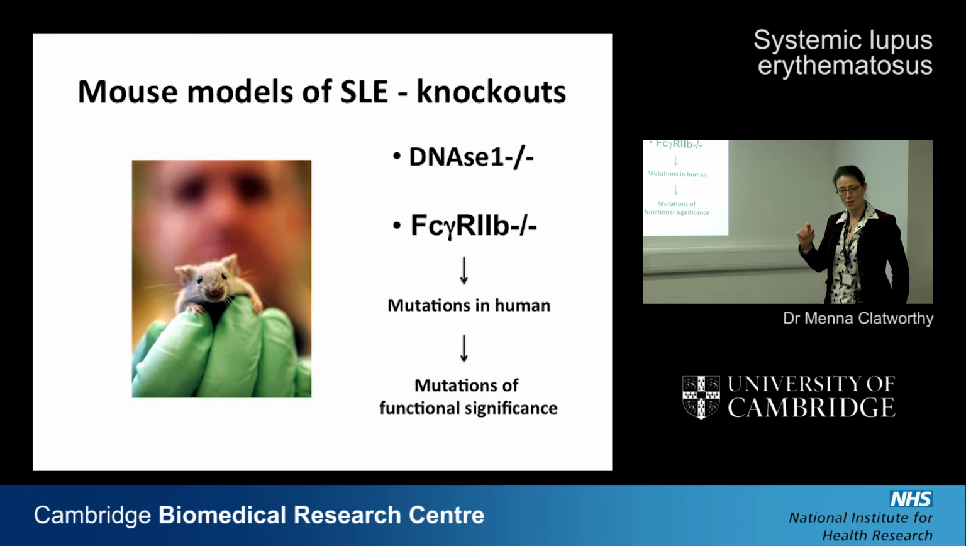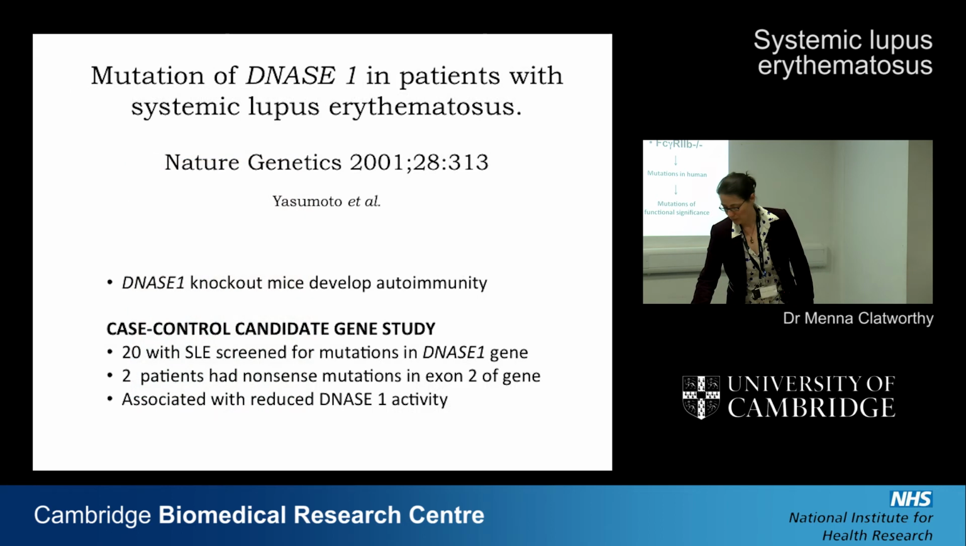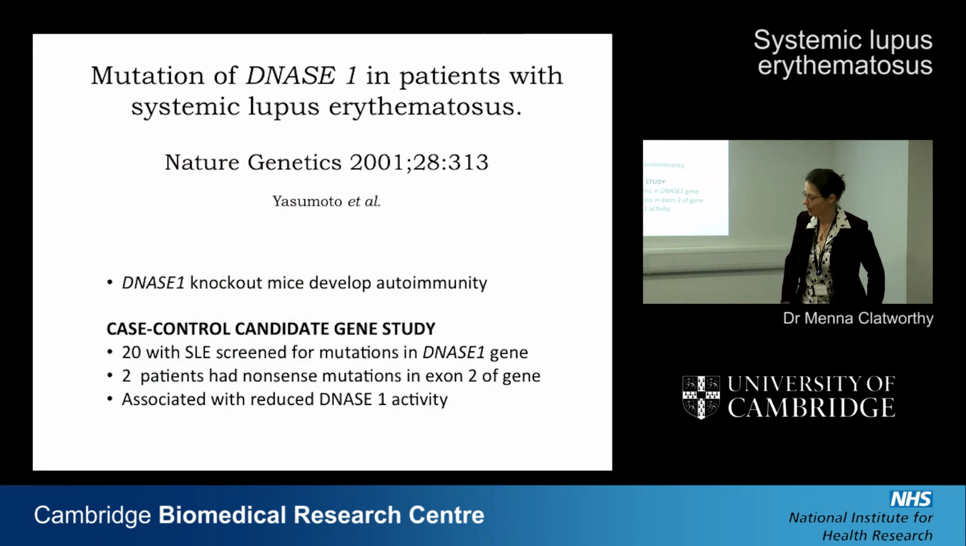And you need to go further than that, because we all have mutations or variations everywhere. You need to show that that mutation is of functional significance. So these are 2 examples where, in part at least, for the first one that was done. The DNase 1 knockout mice, if you let them age, spontaneously develop anti-nuclear antibodies and actually anti-DNA antibodies and develop an autoimmune disease.